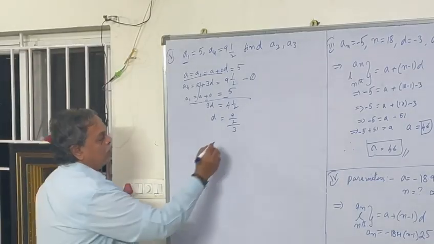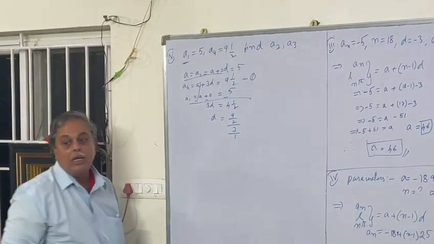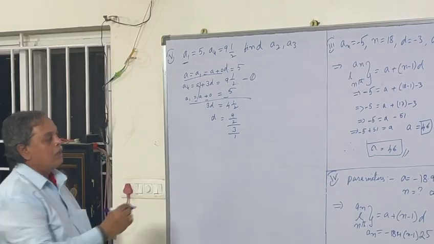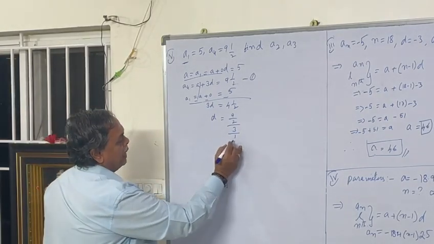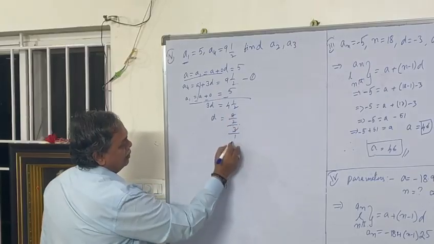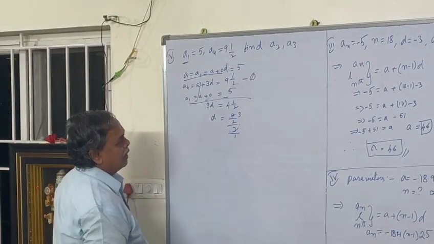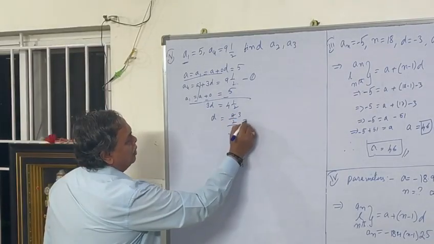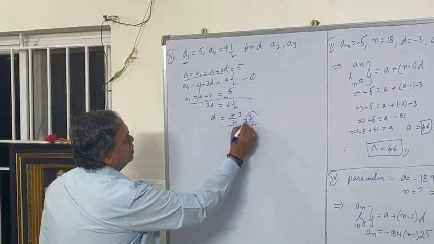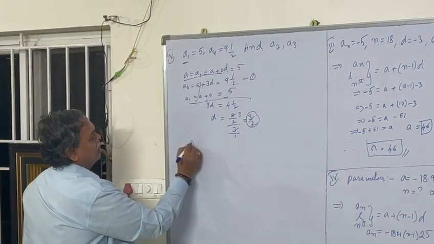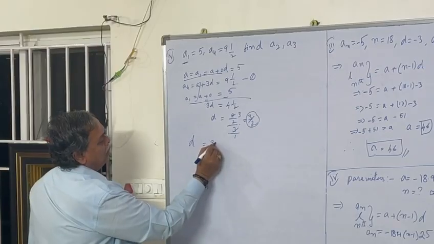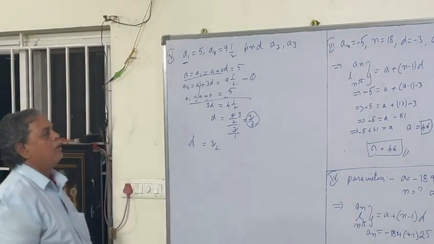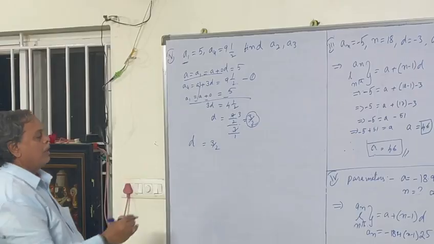See, this is 3 by 1, a rational number. That's why the numerator should be cancelled. 3 3s are 9. Then it has become 3 by 2. D is equal to 3 by 2. What should we find here? A2 we will have to find here.